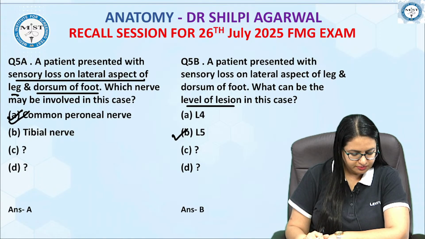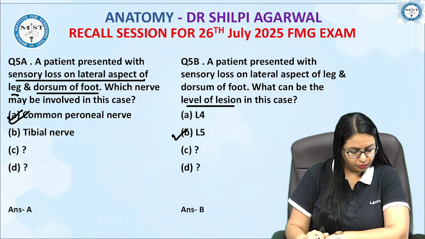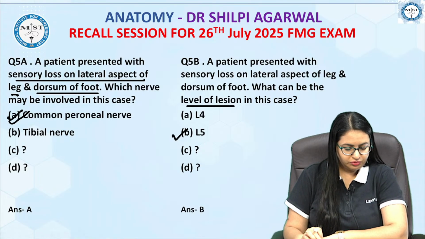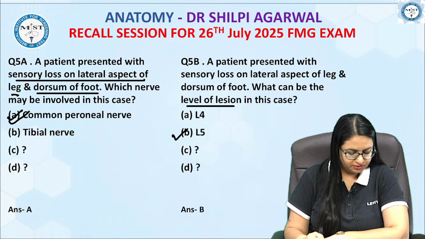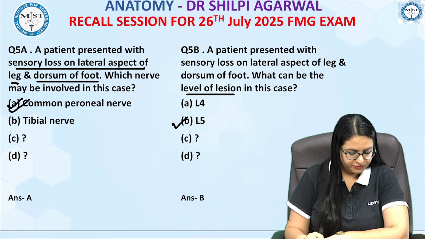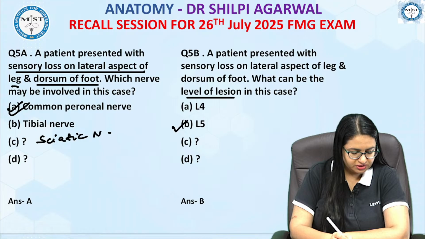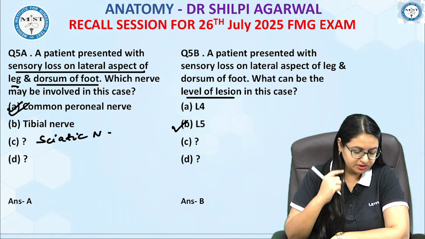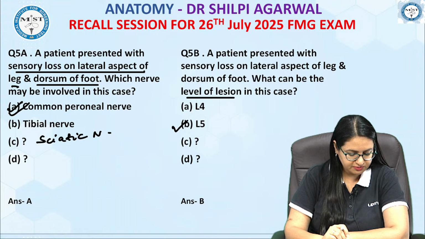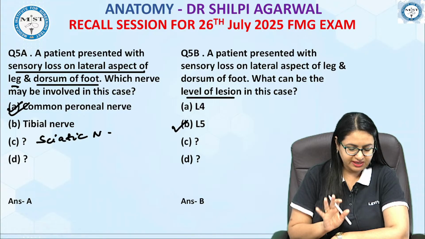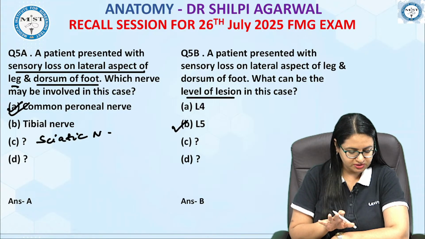You are saying, ma'am, both questions were there. Okay, the options of the nerve root question were 5A, sciatic nerve, and superficial peroneal nerve, you are saying it was in the option. As I remember, it was lateral side of thigh. No, it was lateral side of leg. That, I'm sure, was lateral side of leg.